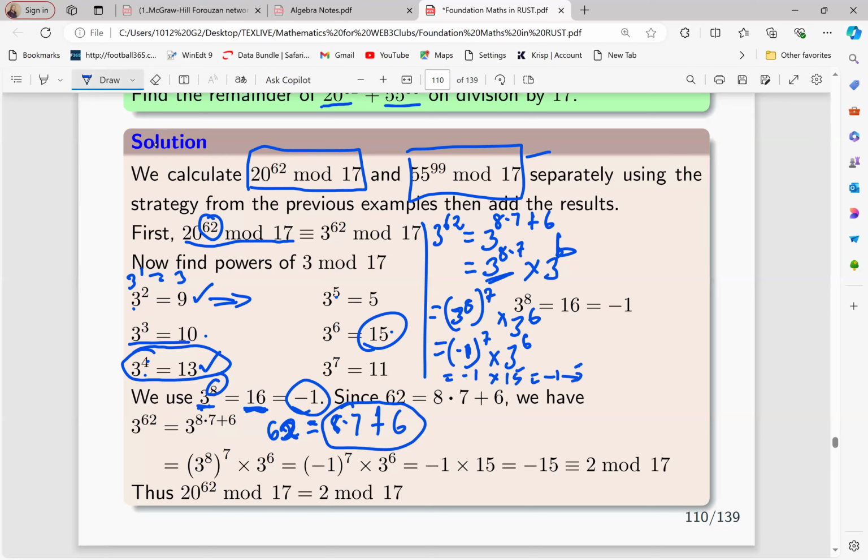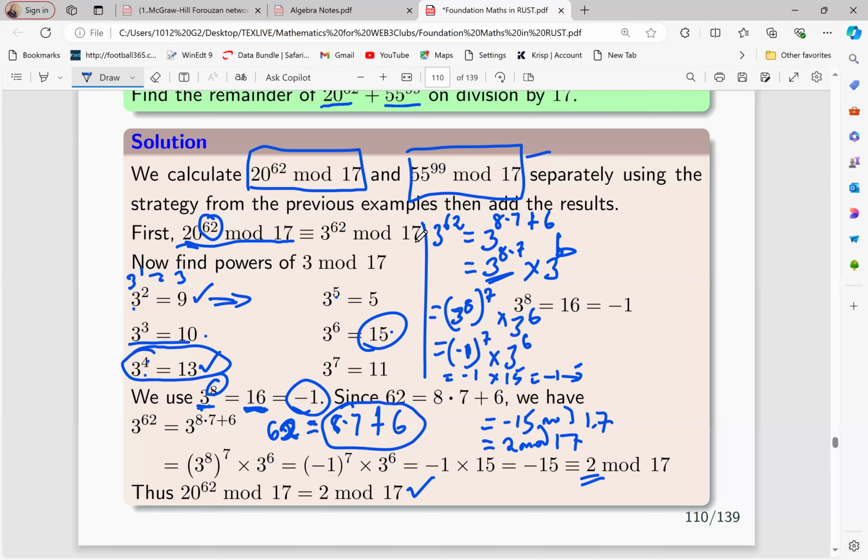So the first part, 20 raised to 64, which is the same as 20 raised to 62, which is the same as 3 raised to 62, is -15 mod 17. But -15 mod 17 is 2. Just add 17 to -15 and you get 2. So that part is done.